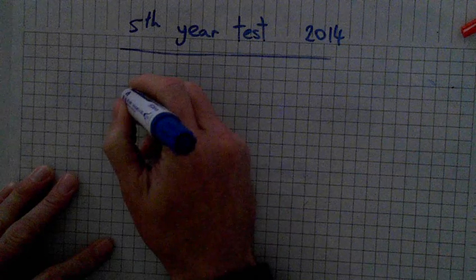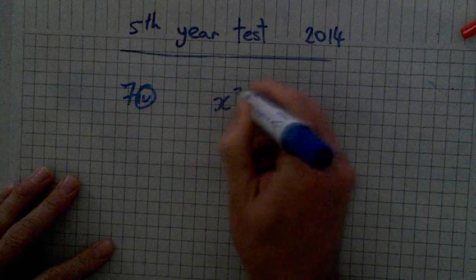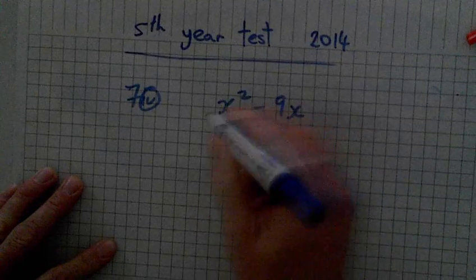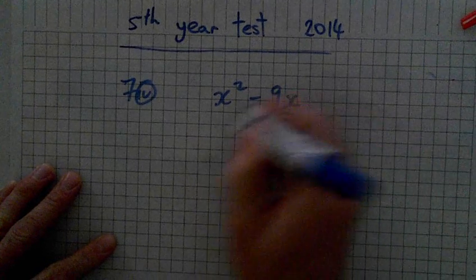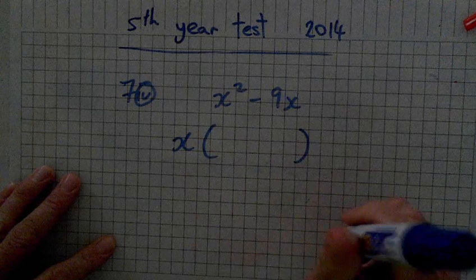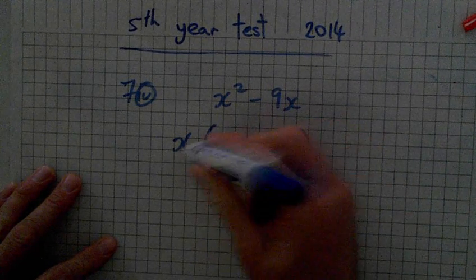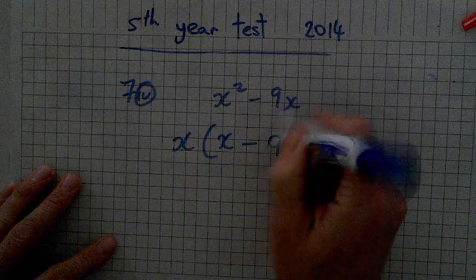The next one, question 7 part 4, x squared minus 9x. So what can you take out of both sides? You can take out the x, outside the bracket. Looking this way, what's left? So x times x is x squared, x times minus 9 is minus 9x.